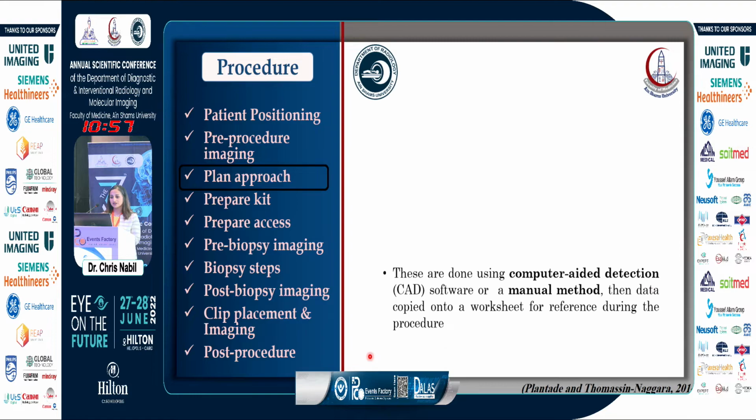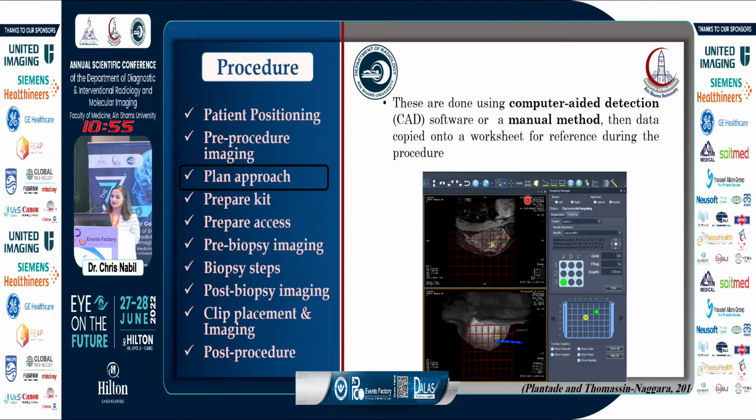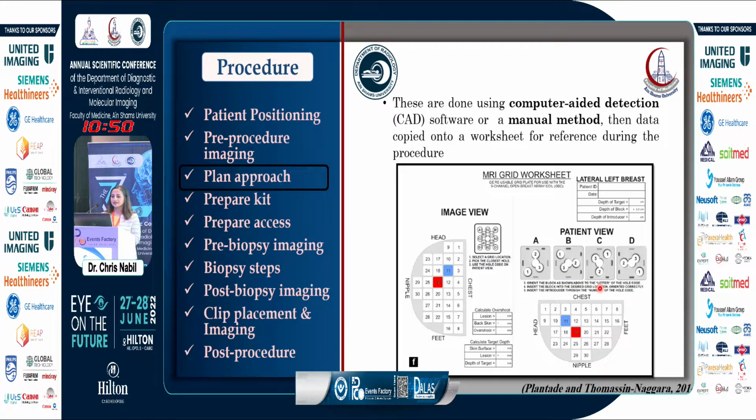This information is obtained either using a computer-aided detection software that gives us all the information automatically, or it can be done by a manual method where the data is copied onto a worksheet that we use for reference during the performance of the procedure.